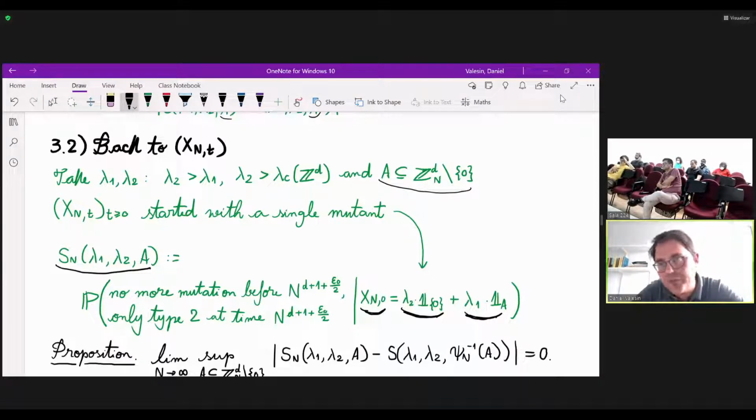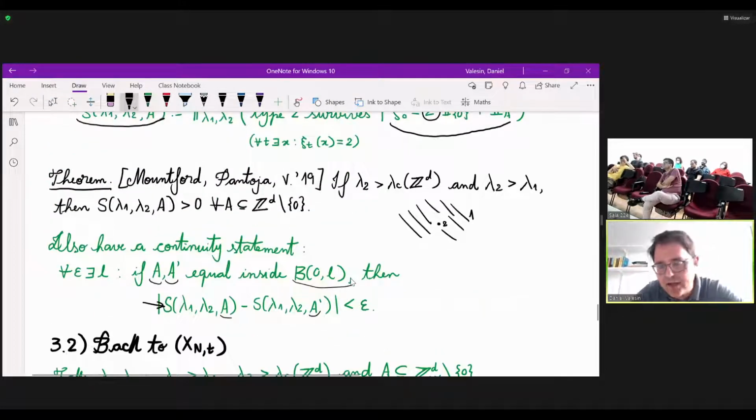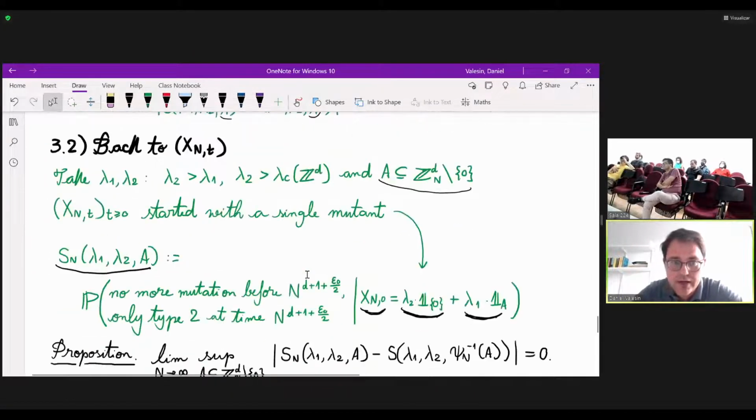So this will be a finite volume counterpart of this S. S was the probability that type 2 would survive forever on Z^d in infinite volume. Now S_n is the probability that type 2 wins in the torus. Not that it survives forever, but that it wins the competition. And winning the competition means that by this time, which is the length of stage 2, you don't see any more mutation events, and by the end of this time, only type 2 is there in the population. In other words, type 2 won and no further mutation happened.